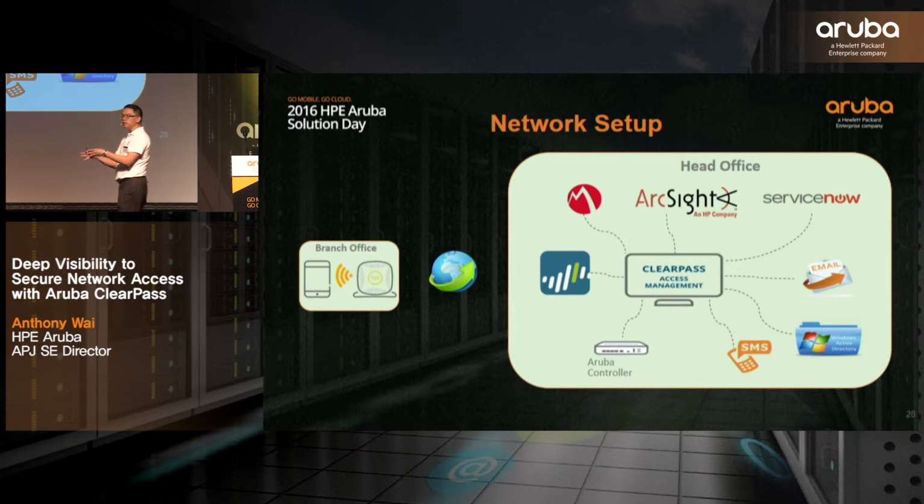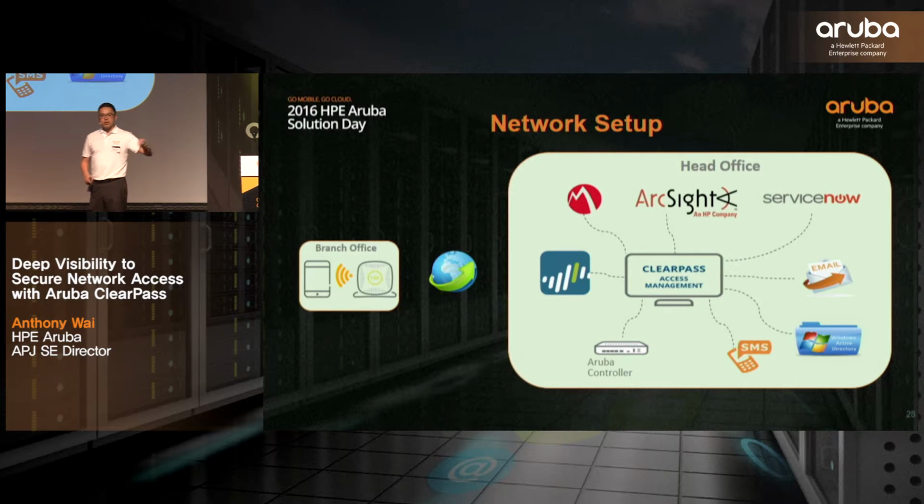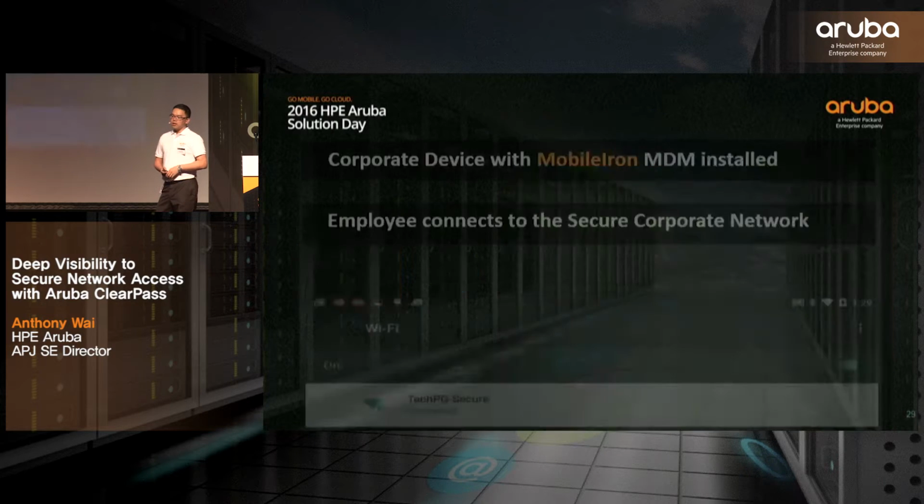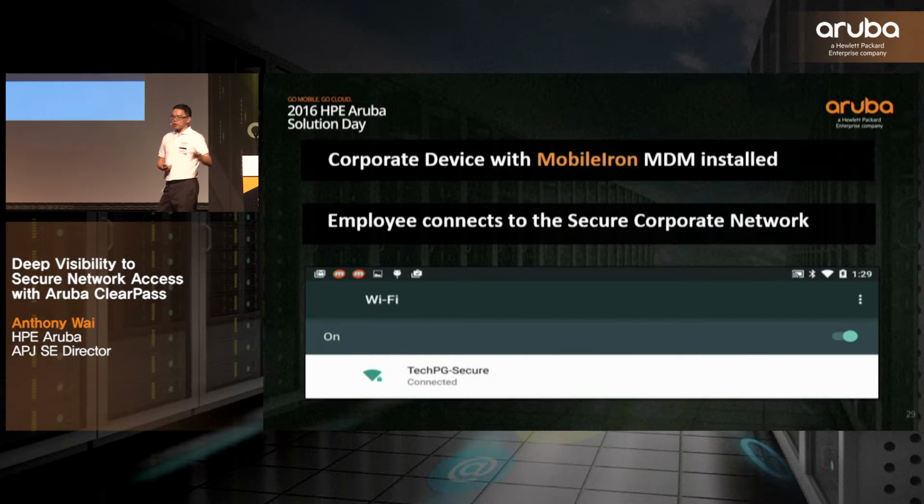ClearPass is right in the middle for authentication and network access, but at the same time it is tied with API calls through the Exchange program to the firewall, MDM devices, ticketing systems, SIEMs, the Active Directory, and so on. Now, when the person connects with a corporate device, first he is connected with a device that has been issued by the company.